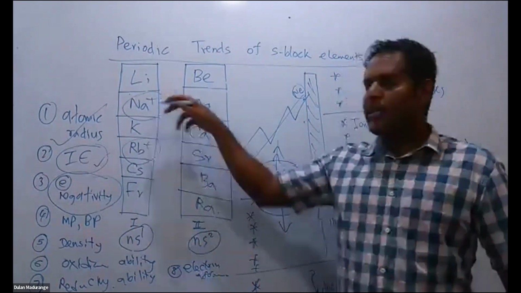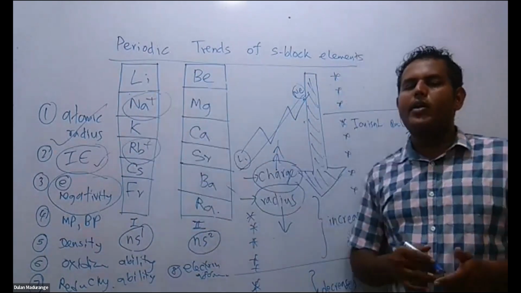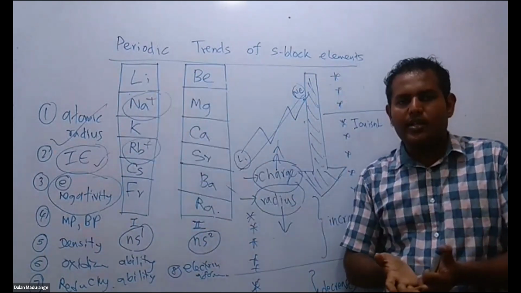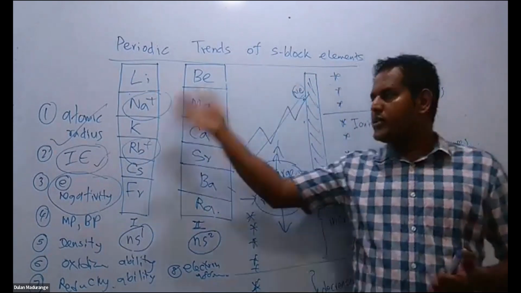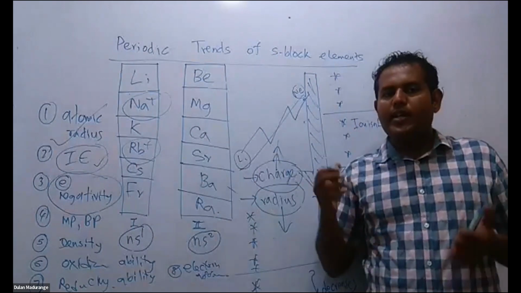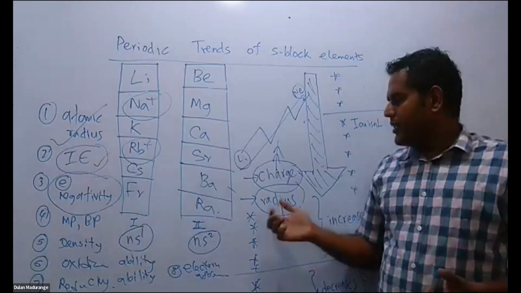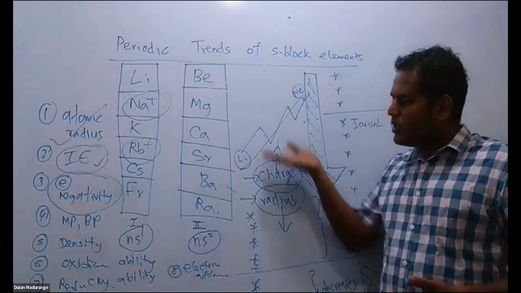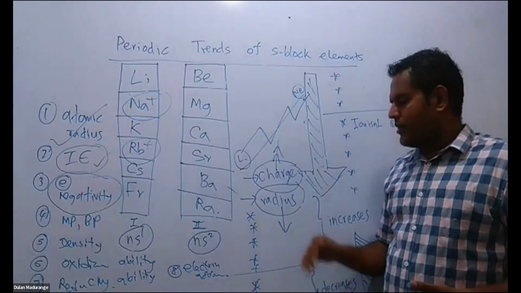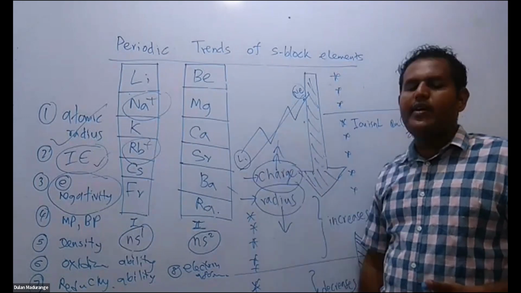Do you think in which one we have a high melting point and boiling point? I mean the metallic bonding strength, the charge is the same. But what about the radius? Downwards in the group, the radius is increasing. So when the radius is increasing, I told you that the metallic bonding strength decreases. If the radius is low, then the metallic bonding strength is high.